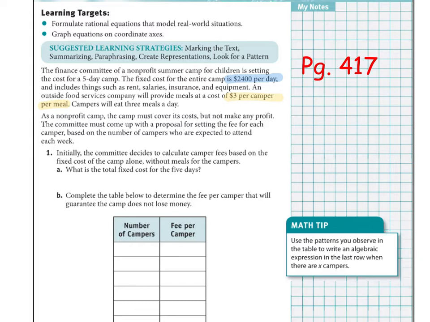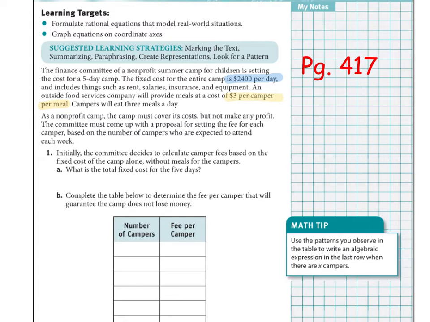Okay, so basically, as a nonprofit camp, the camp just wants to cover its costs and not make any profit. So they're going to try and just get the costs to be split up among the campers, just so that it covers the costs. There's no extra profit being made here. Okay, and they're trying to figure out what the fee would need to be per camper to make that work.